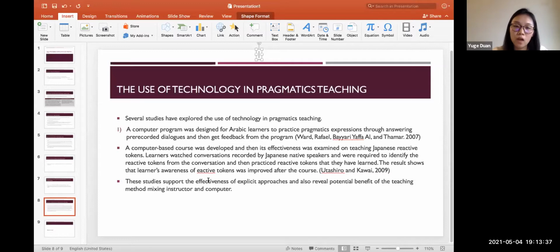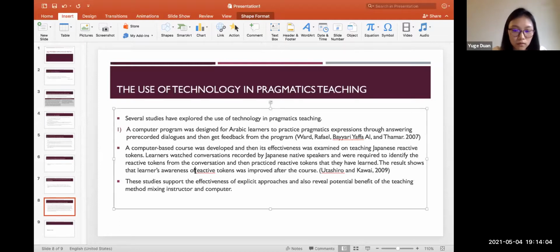watch conversations recorded by Japanese native speakers, and they are required to identify the reactive tokens from the conversation. And then they will practice reactive tokens that they have learned. And in this study, the learners also show higher awareness of reactive tokens. Reactive tokens are missed, and their awareness is also improved after the course.